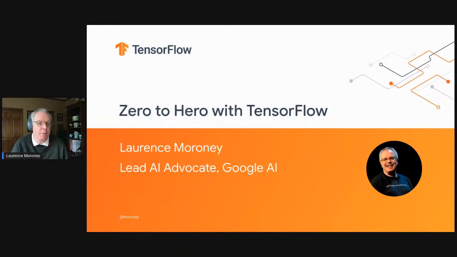So if you're not familiar with AI, if you're not familiar with machine learning, I'm just going to talk about some of the basics of machine learning and how it works, and then how easy some of these things are done with TensorFlow. And I'll focus on computer vision in particular.